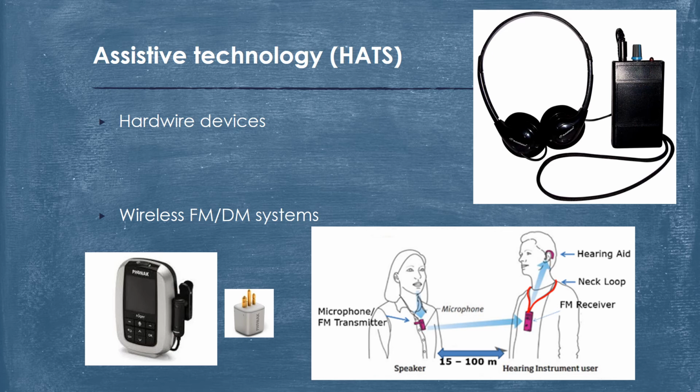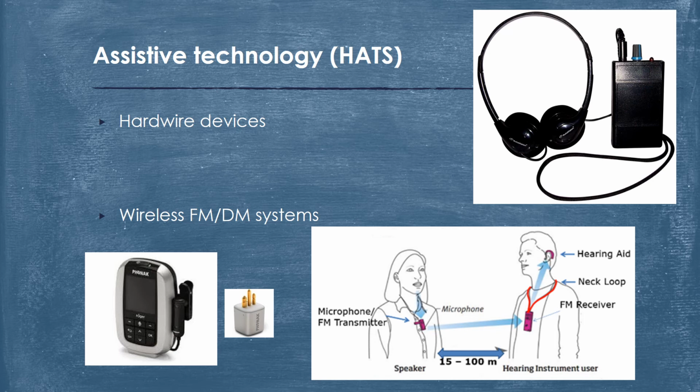We also have wireless frequency modulation or digital modulation systems. So it's the same concept as the one in the first picture up there on the right. The only difference is it's wireless. And so what we do is, on the picture on the right, you can see the primary talker wears a microphone, which sends a frequency modulated or digital signal to a receiver in the immediate area.